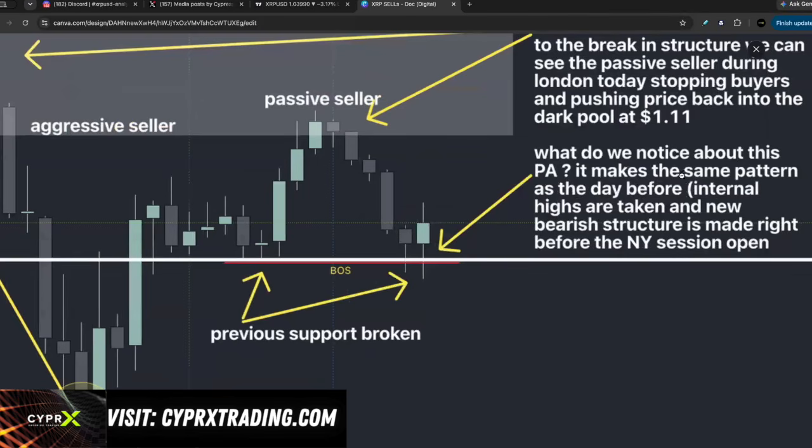So I said here, what do we notice about this PA? It makes the same pattern as the day before. Internal highs are taken, and new bearish structure is made right before the New York session open. So here you can see this is going to be the new daily low up until this point. During this London session, we take a high and we make new structure lows, or a break of structure. Previous support was broken and price traded again beneath the dark pool.